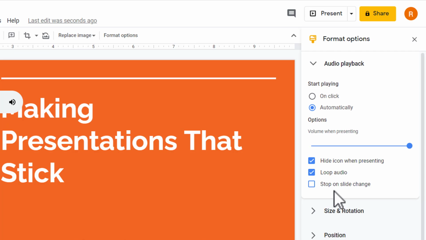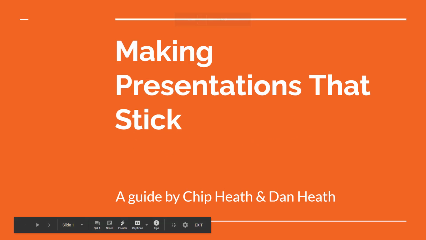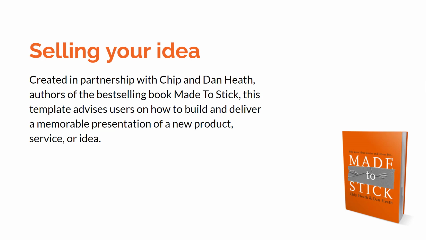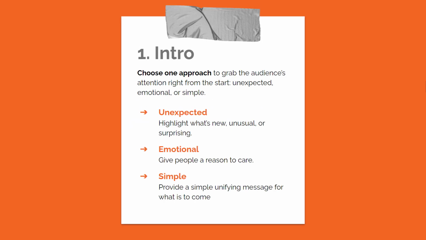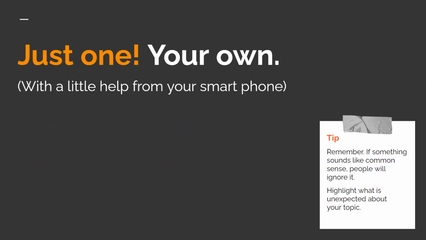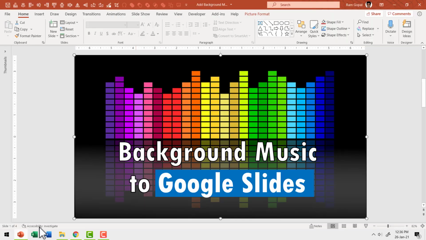Now let us present the slides and see how the music plays. You can see that the music continues to play. I can keep moving forward, and when I hit escape, you can see that the music stops. So the music keeps playing in the background till the time you finish presenting your slides. So that is how you add background music to Google Slides.